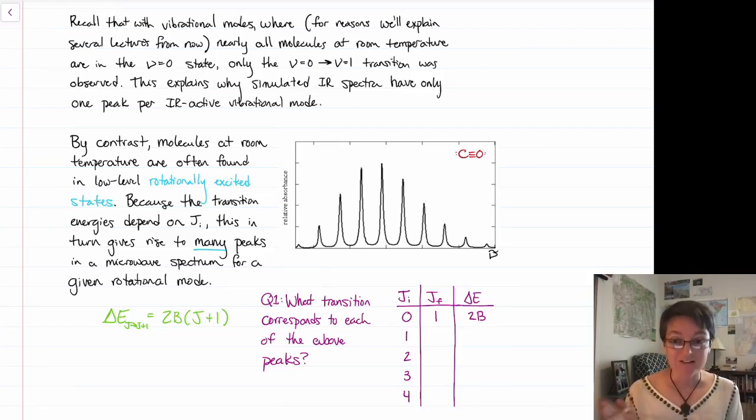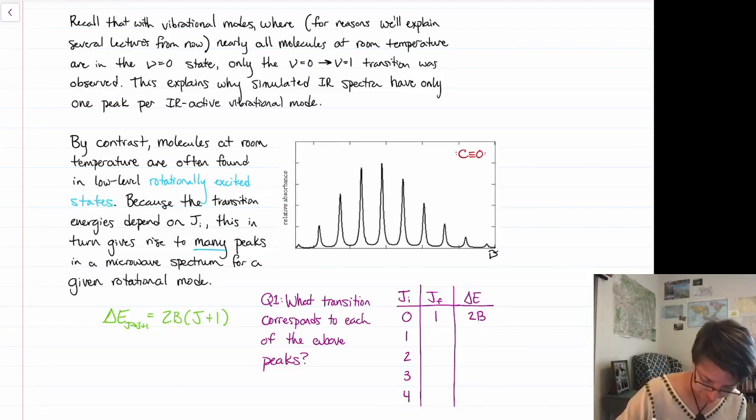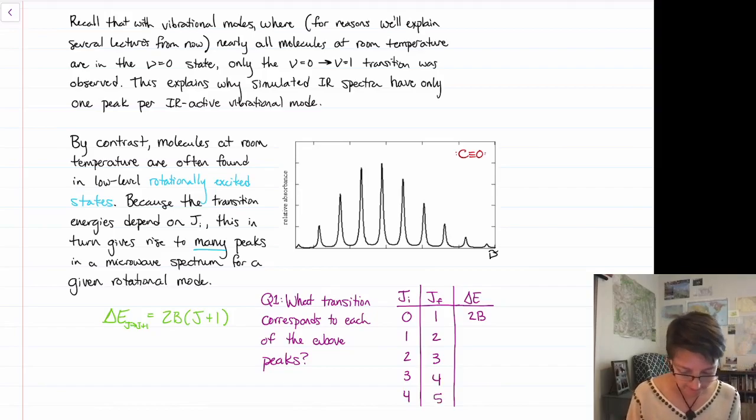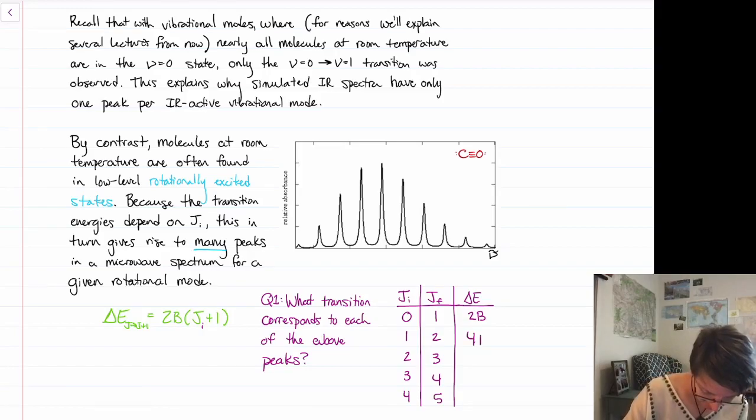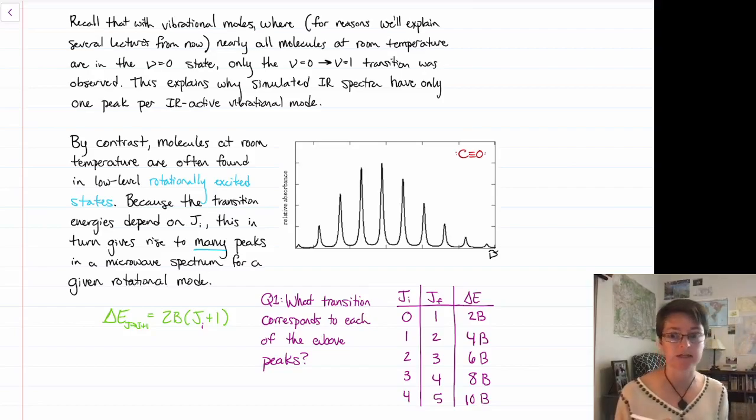Okay, so now that you've come back and had a little bit of time with this, hopefully you see that filling out J final is super easy. We're just going to add 1 to our J initial values, and then taking this value of J initial, that's going to help us solve for delta E in each case. So the 1 to 2 transition is going to correspond to 4B, 2 to 3, 6B, 8B for the next transition, and finally, 10B would be the delta E corresponding to the J equals 4 to J equals 5 transition.